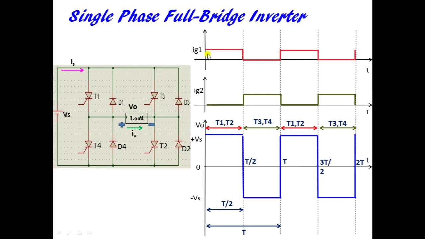Another difference is that there are 4 thyristors and there are 4 diodes connected in anti-parallel with the thyristors. Okay, we will see what is the use of these diodes later on. First, let us understand how the circuit works.